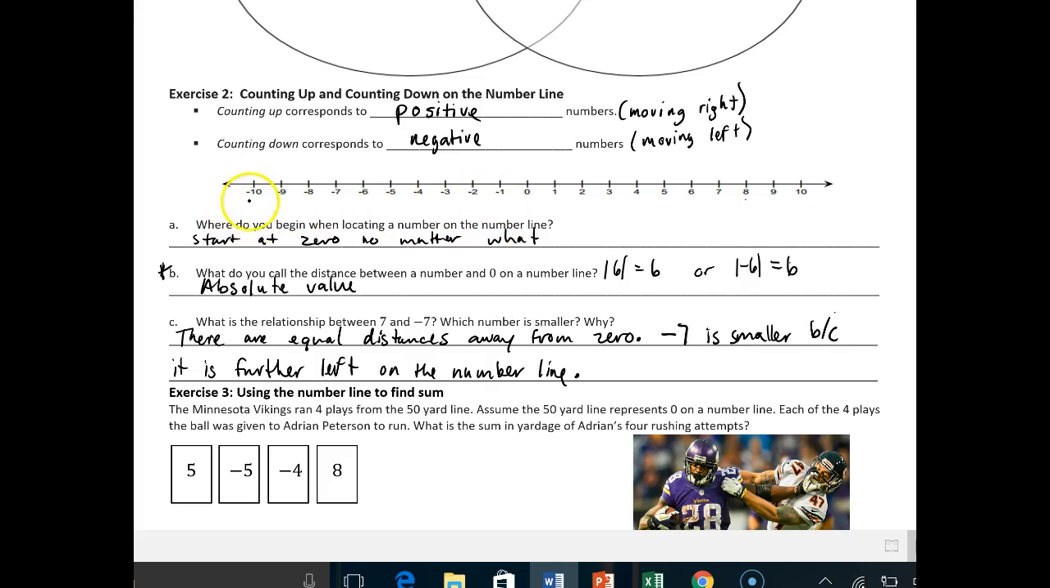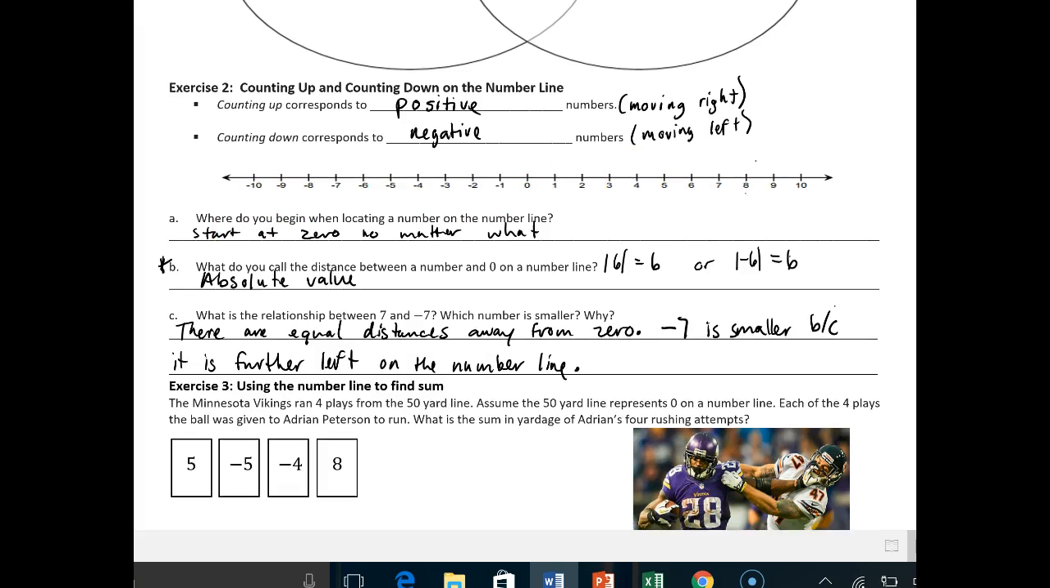So between -1 and -10, which one is bigger? -1 is bigger because it's further right, or because -10 is further left. What about between -4 and -5? Which one is the bigger number? That's -4. What about between 5 and -10? Which one's the bigger number? It's 5, because it's further right, or -10 is further left. What about between 0 and -9? 0 is the bigger number because, again, it's further right, or -9 is further left. Okay, that idea of being further left makes it smaller.